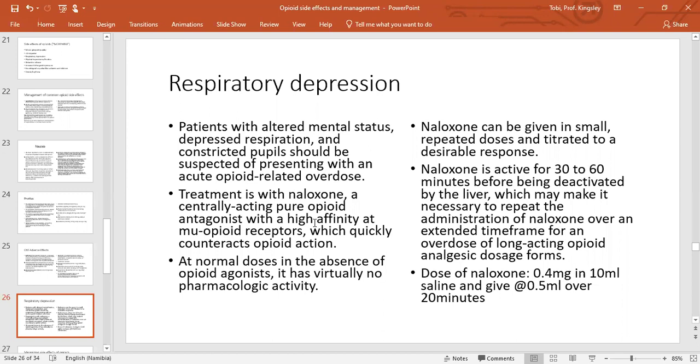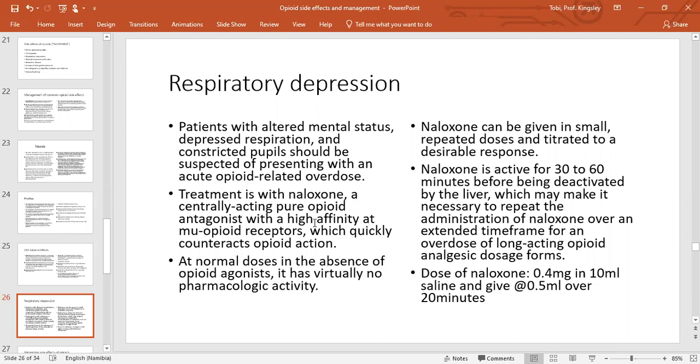Treatment is with naloxone, which is essentially a pure opioid antagonist, and it has a high affinity for mu opioid receptors, and it quickly counteracts opioid action. I'm sure many times, many of us have used naloxone in trying to reverse the respiratory depression effect of opioids. Know that in normal doses, in the absence of opioid agonists, naloxone has no pharmacological activity. So it only works in the presence of opioid agonists.